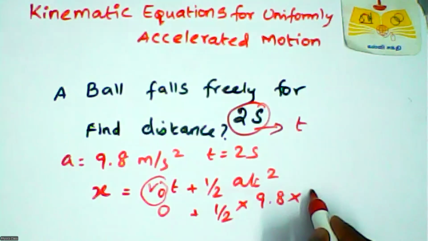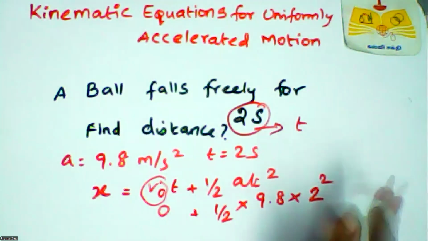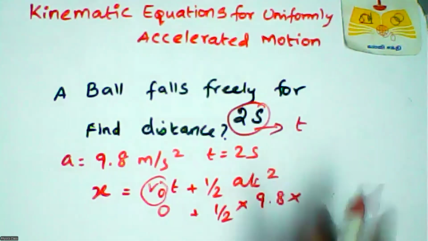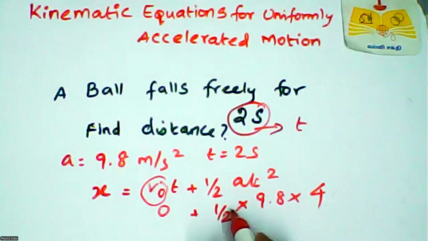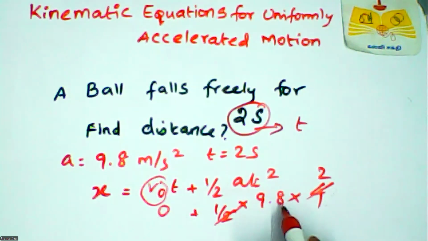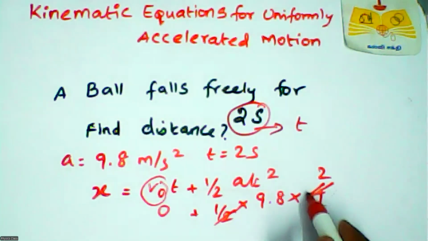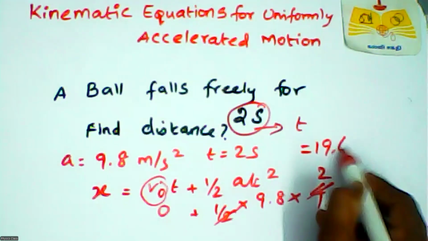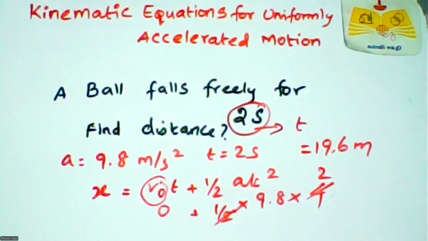So 2 square means 4. We can cancel the 2 and 4, so 9.8 into 2 is 19.6 meter. So this is the value of the sum, the distance for this problem. A ball falling freely for 2 seconds travels a distance of 19.6 meters.